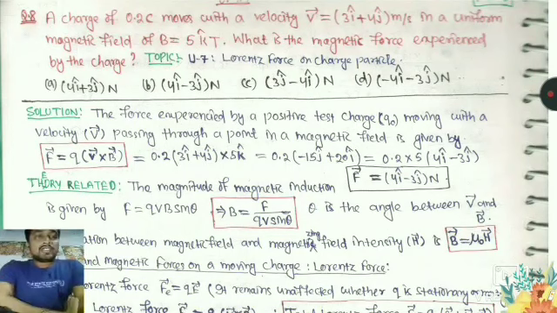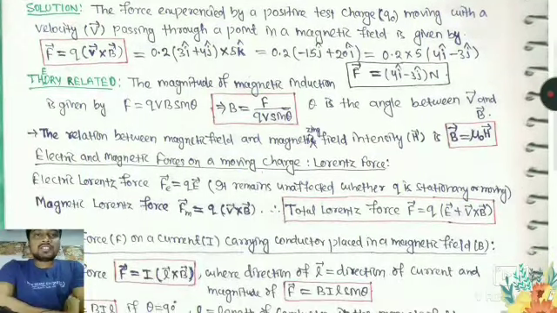So we can get the result F equal to 4 i cap minus 3 j cap Newton. Force unit is Newton. Now the related theory: the magnitude of magnetic induction is given by F equal to B q v sin theta. So B is equal to F by q v sin theta, where theta is the angle between B and v.